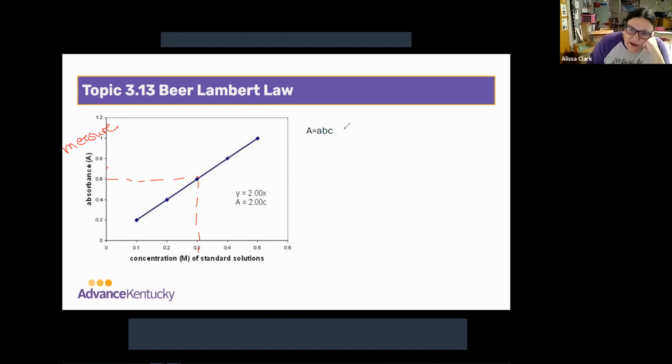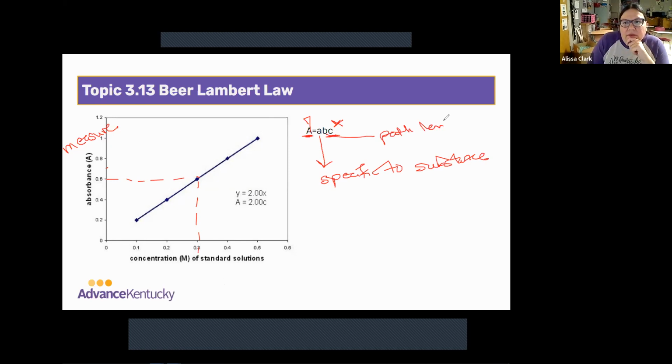So Beer's law is given on your AP Chem equation sheet. Here is A, that's on your y-axis. Here is C for concentration, that's on your x-axis. The constant is called the molar absorptivity constant, and this is specific to the substance that you're studying. What color is it exactly? How well does it absorb light? B is the path length that we allow the light to travel through the substance.